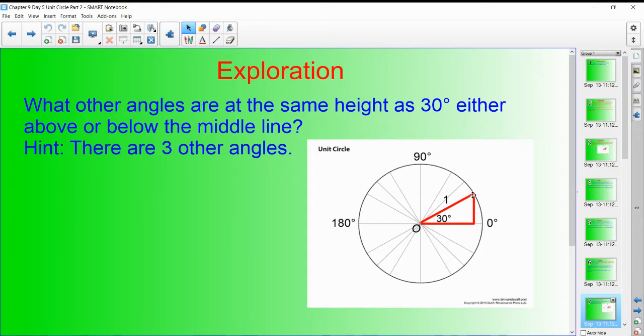So 30 degrees gets me a height here. What other angles have this same vertical distance? It could be going up, or it could be going down. Try to think of the other three angles. Label them on your unit circle, or write them in your notebook.